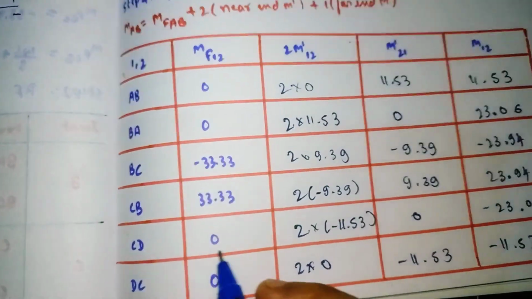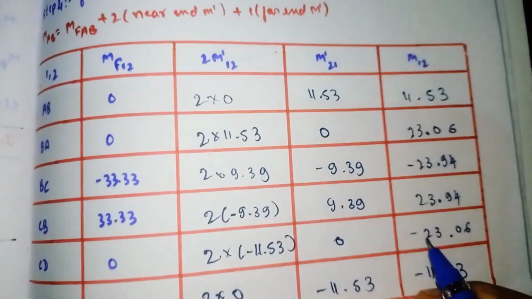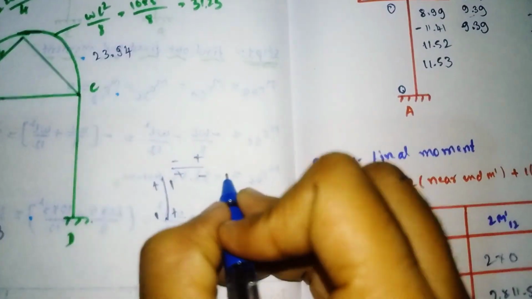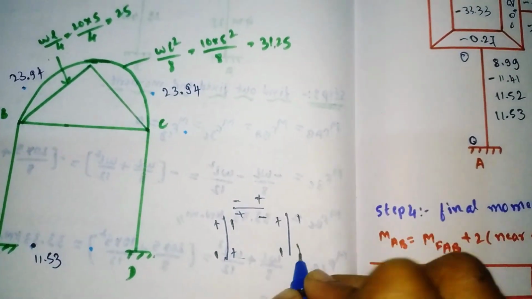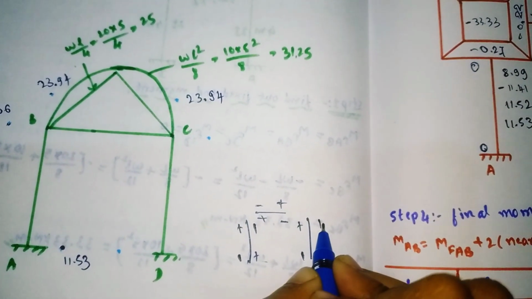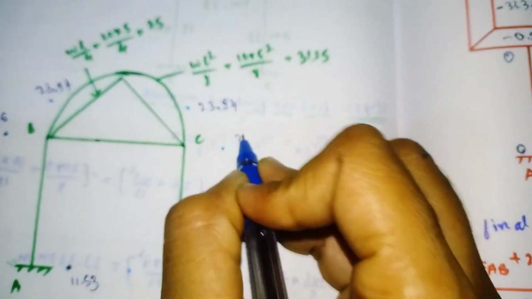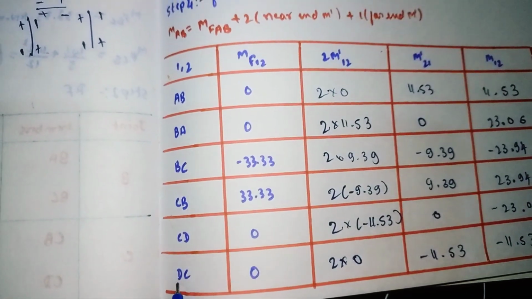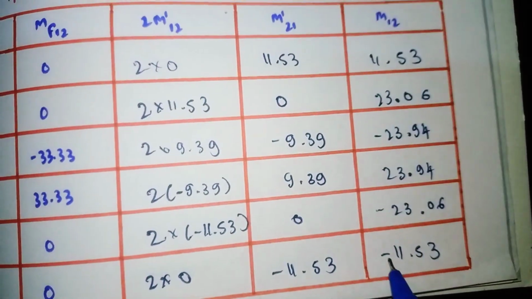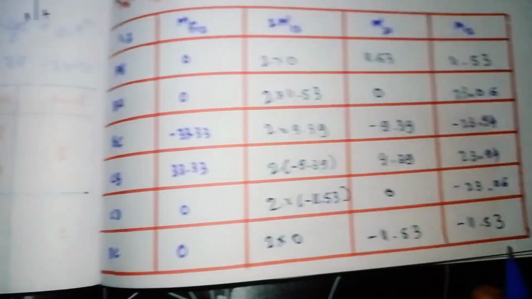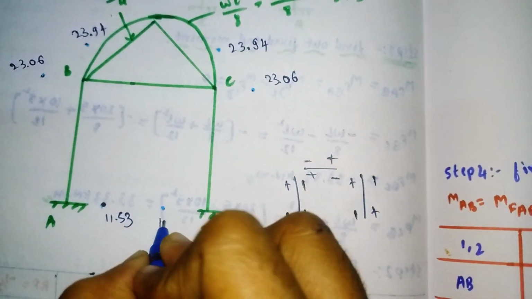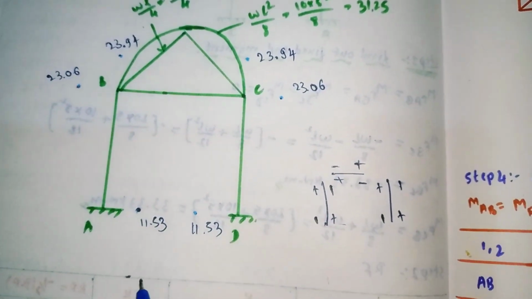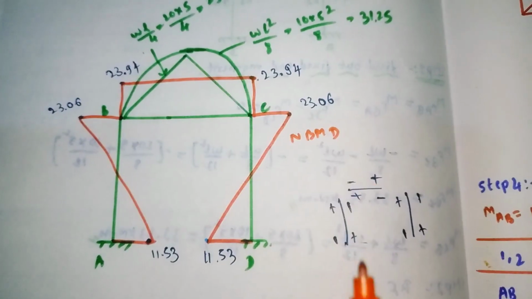Similarly for CD, the first point is C. At point C the value is minus 23.06. So plus minus minus plus, so a negative value comes here, it means it comes here 23.06. And for member DC, the first point is D. At point D the value is minus 11.53. At point D a negative value comes here, so it comes here 11.53. So now join all the lines. See here, this is our net bending moment diagram. So here our problem ends.